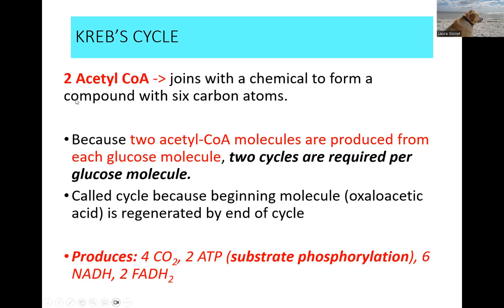All right, so as a total, what enters the Krebs cycle? 2 acetyl-CoA. What's produced? 4 CO2, 2 ATP, 6 NADH, 3 NADH from each acetyl-CoA, and 1 FADH2 from each acetyl-CoA, producing a total of 2 FADH2.